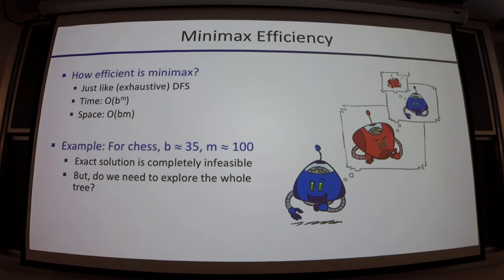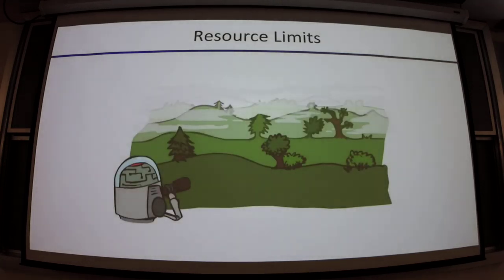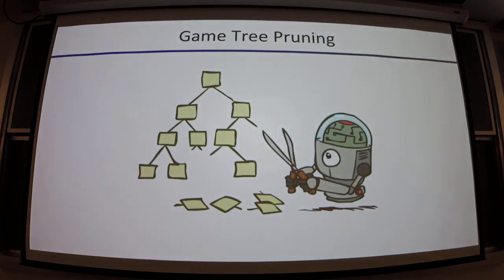But do we have to explore the whole tree? Really? I kind of hinted at this a little bit ago, didn't I? Since we're maximizing things, minimizing things, we actually have some knowledge over things that are not going to change our outcome, depending on how they work out exactly, right? So if we have limited resources, we can start doing things like pruning of the tree.